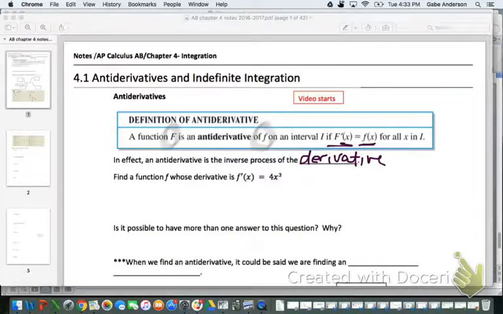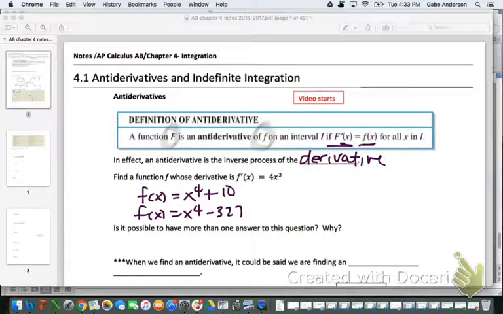So I got a question for you. Find a function F whose derivative is F prime of x equals 4x cubed. So take a minute, think about it, write it down. Think of a function F whose derivative is 4x cubed. So I'm hoping you came up with something like this: F of x is equal to x to the fourth plus 10, or maybe x to the fourth minus 32.7.